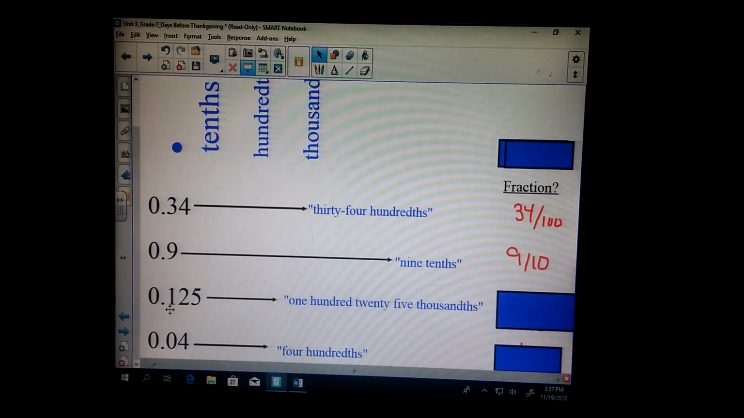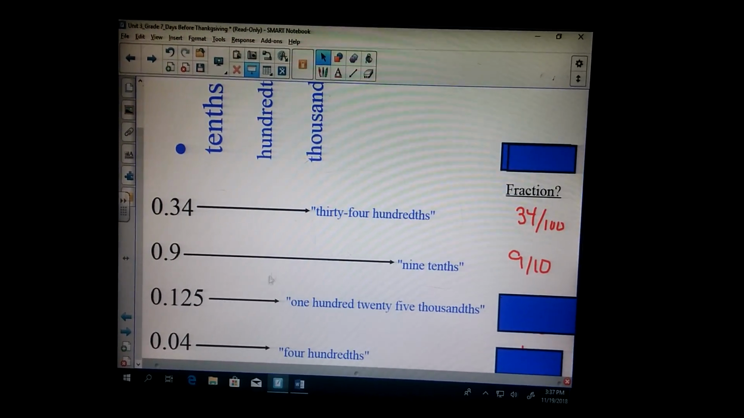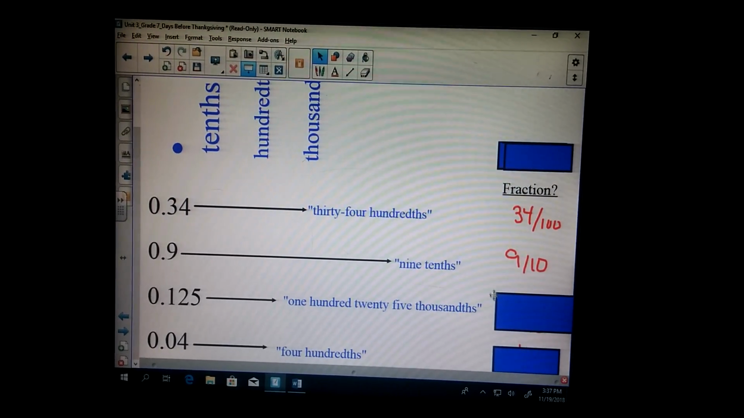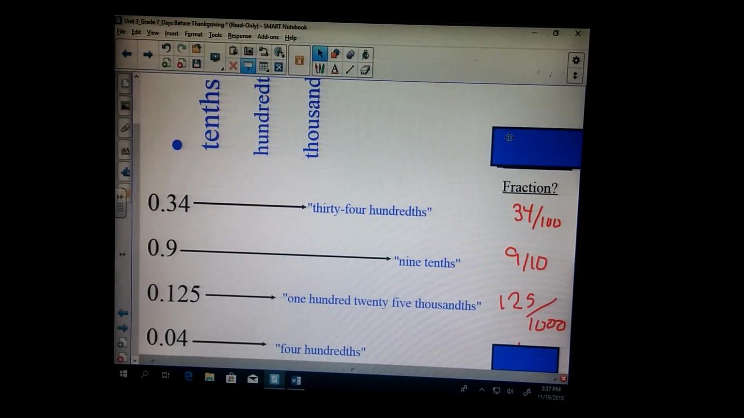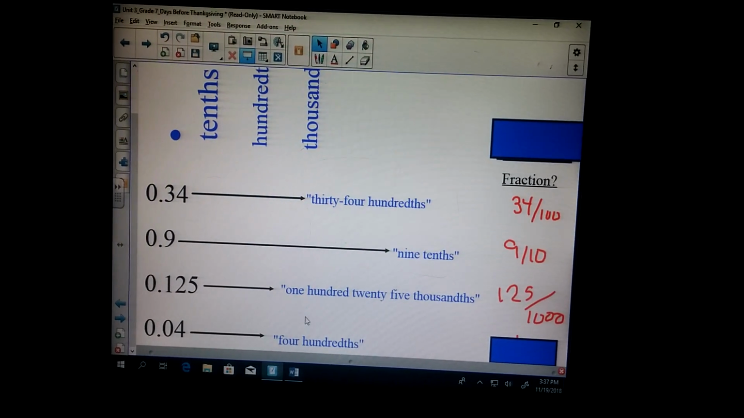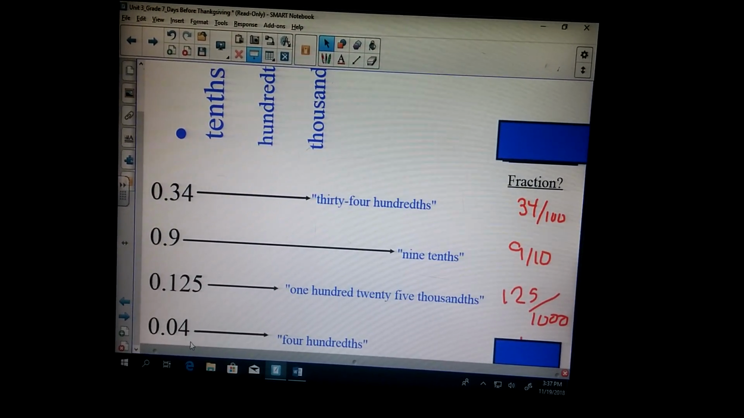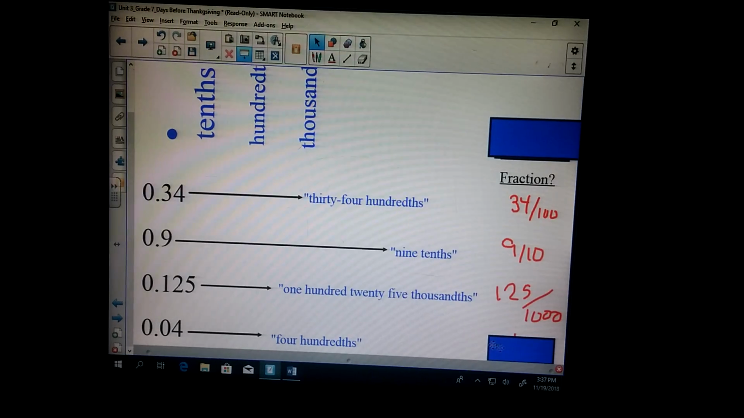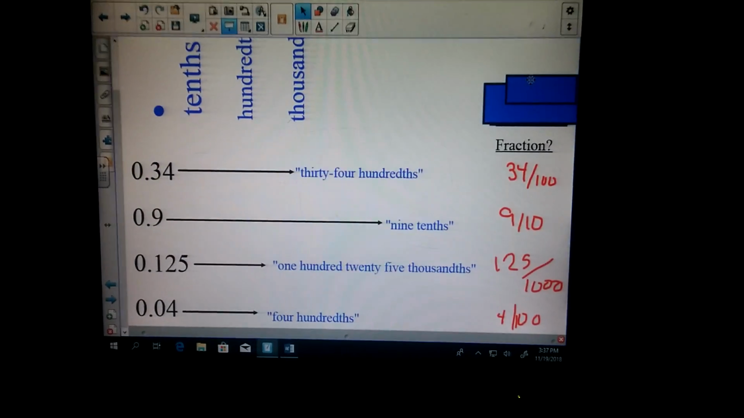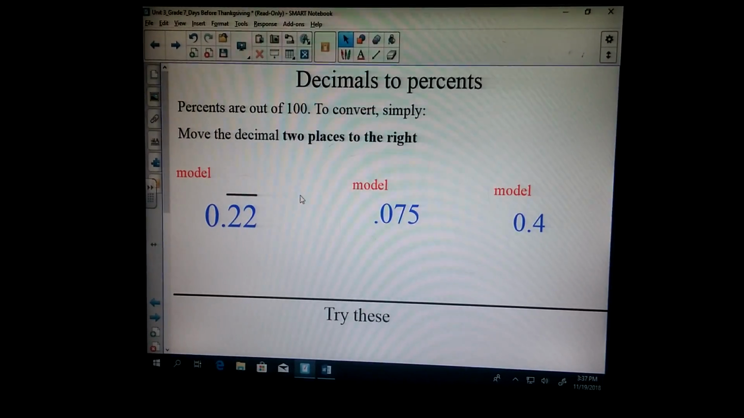0.125 would be read as 125 thousandths. The final decimal place is in the thousandths, so it would be 125 over 1,000. And the last one, 4 hundredths, that's the number 4, and it's in the hundredths place, would be 4 over 100.